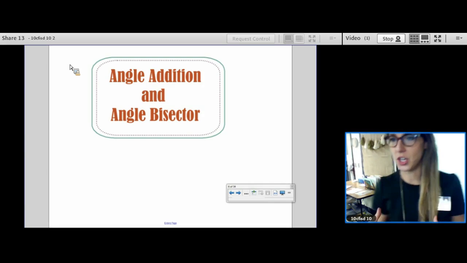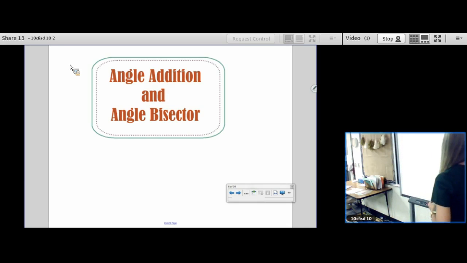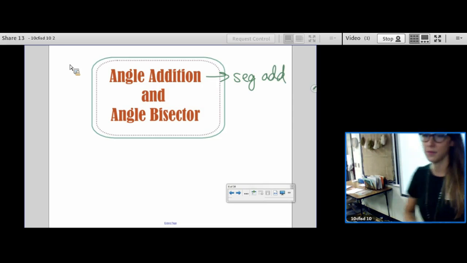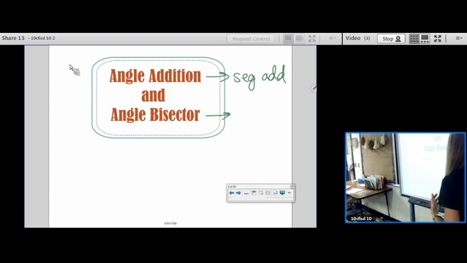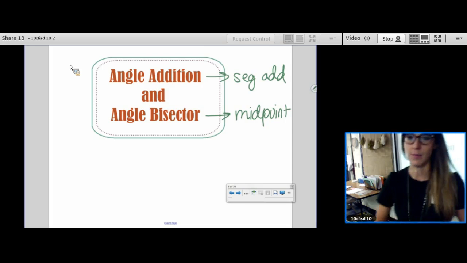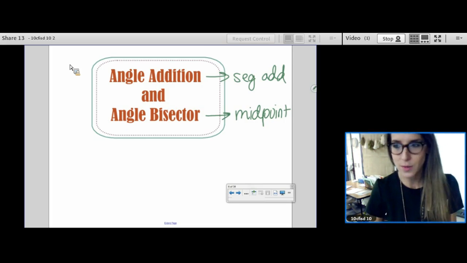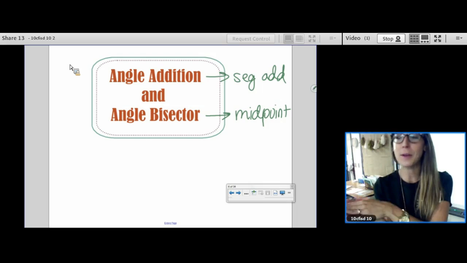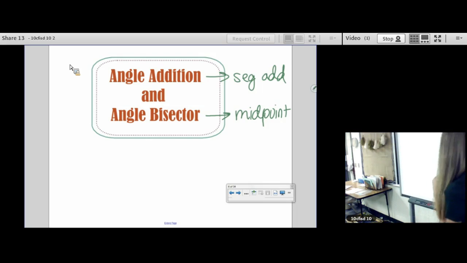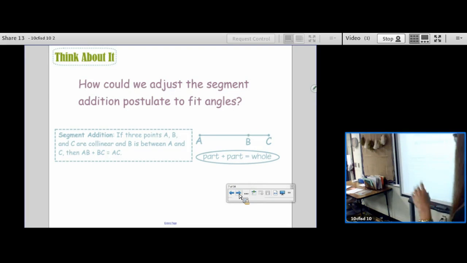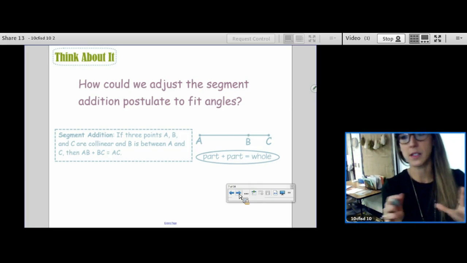Because angle addition is really the same thing as segment addition from our past unit. And angle bisector is very similar in the way that we solve to midpoint from last unit. So if you could do midpoint, you can do angle bisector. If you could do part plus part equals whole, segment addition, you can do angle addition. So just trying to show the parallels.